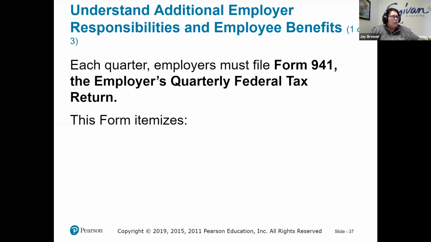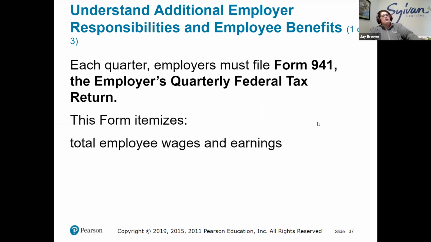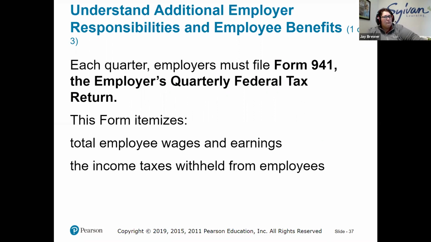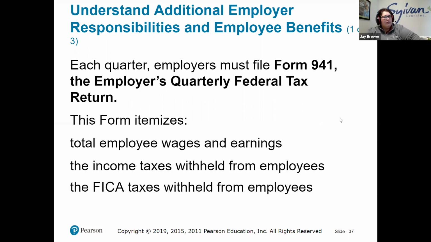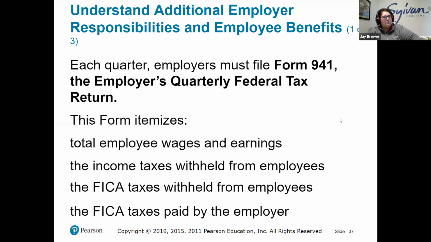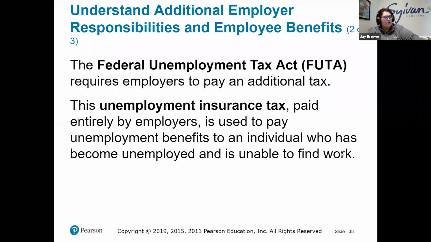Okay. Each quarter, employers must file a Form 941, the employer's quarterly federal tax return. This form itemizes the total employee wages and earnings, the income tax withheld from the employees, the FICA taxes withheld from the employees, and the FICA taxes paid by the employer. I believe that also includes the Medicare.